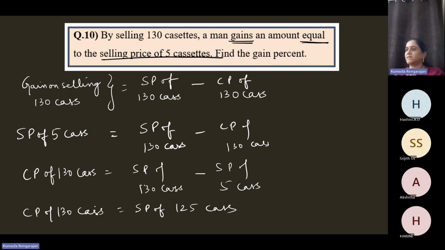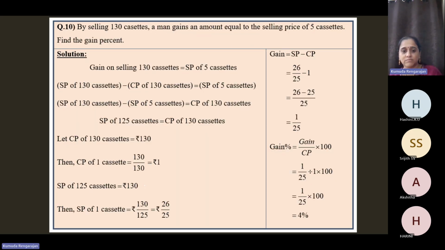That's all. This is now like the earlier one. This is like the earlier questions. This is the equation. CP of 130 cassettes is equal to SP of 125 cassettes. So now you should say let the CP of 130 cassettes be 130 rupees. Therefore, CP of 1 cassette is 130 by 130, which is 1. Now similar procedure.